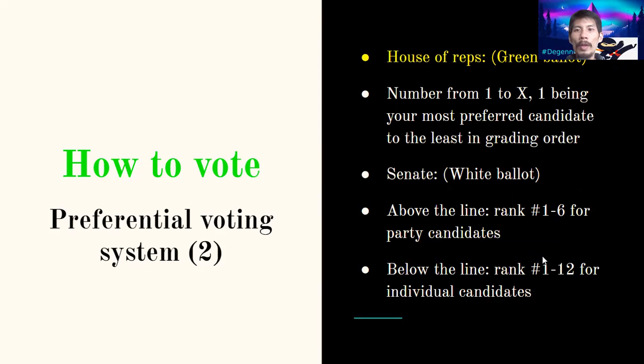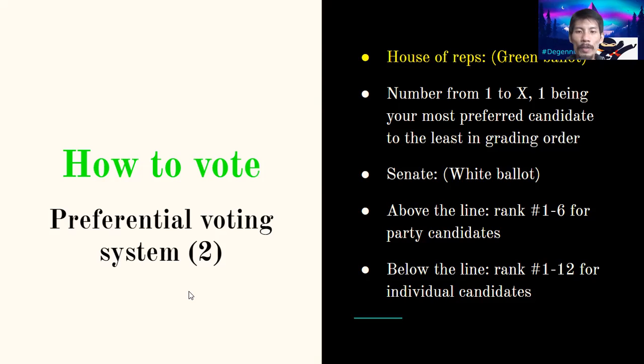For the House of Reps, the green ballot paper, this is how you're supposed to vote. You number your candidates from 1 to X, with 1 being your most preferred candidate, and then you grade it down to the least. For the white ballot paper, voting for the Senate rep, there are two options. Above the line voting is where you are voting for specific party candidates. You rank number 1 to 6 in preferential order, with 1 being your most preferred candidate down to the 6th, your least preferred.